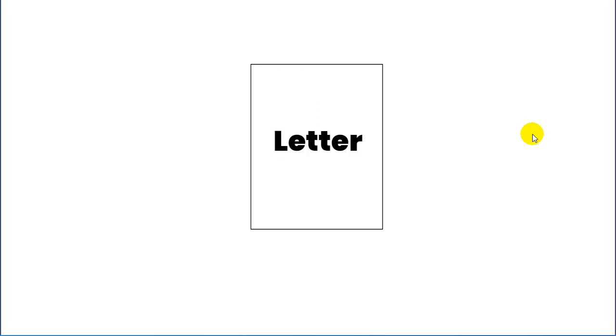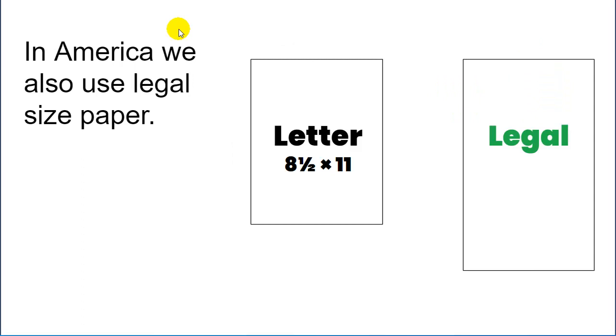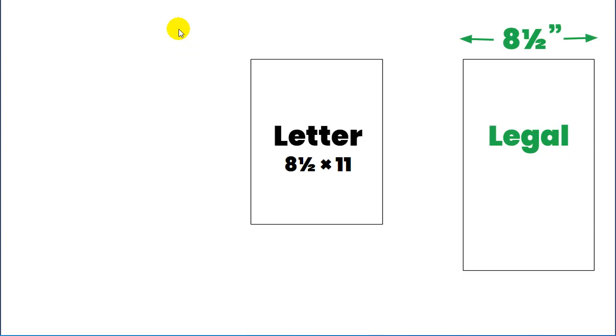Letter size. If you measured it with a ruler, it would be 8.5 inches across, and it would be 11 inches from top to bottom. 8.5 by 11. We say 8.5 by 11 because we always give the number across the top first and the number up and down second. In America, we also use legal size paper, and it's a little longer.